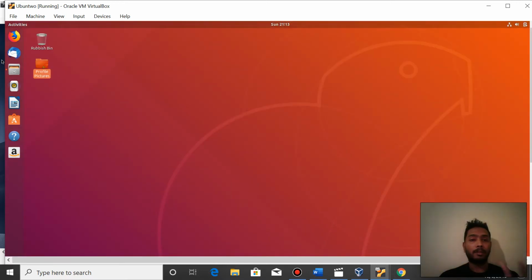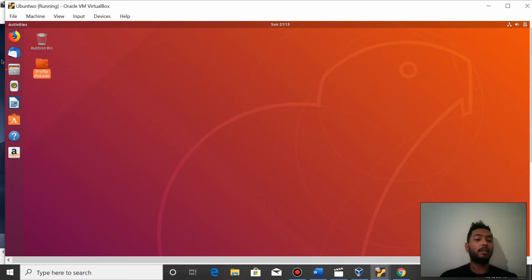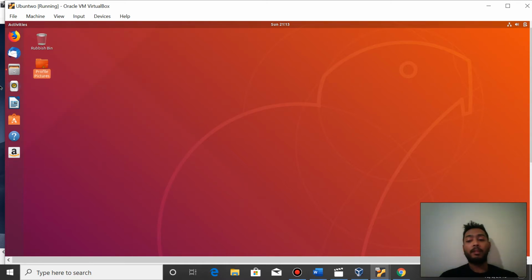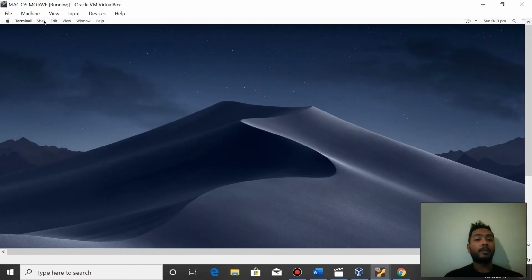Okay, so I'll minimize this, and then you're going to go to properties. Actually, just say local network share, and then I'm just gonna do that. I've already clicked it, I'm already sharing it, so that's why the option is grayed out, but usually you click it and then you click on allow others and guest access. And once I've done that, I'll go to my Mac.